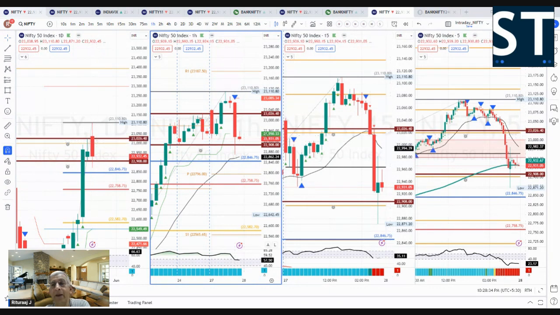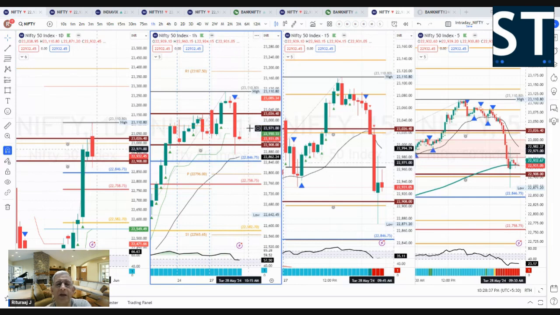Because see, traders, investors are nervous. Some people are expecting that the market will go up. Some people are expecting the market will go down, and they are very strong in their convictions. And this is the time the market is confused. And this is the time you should have the self-control to sit back and just watch the market.